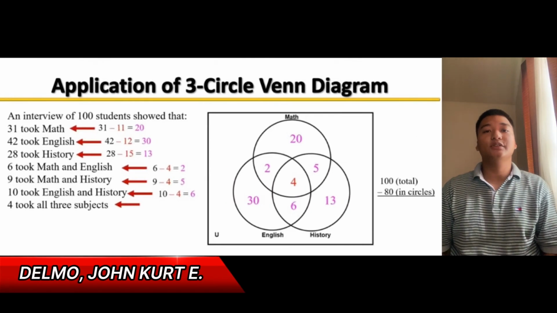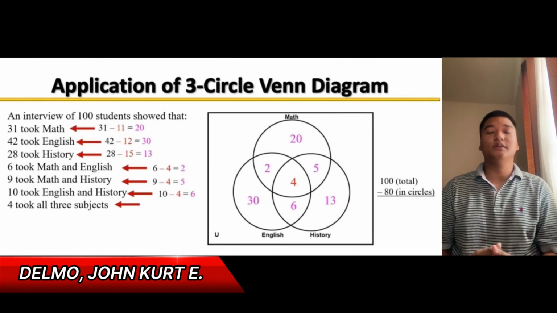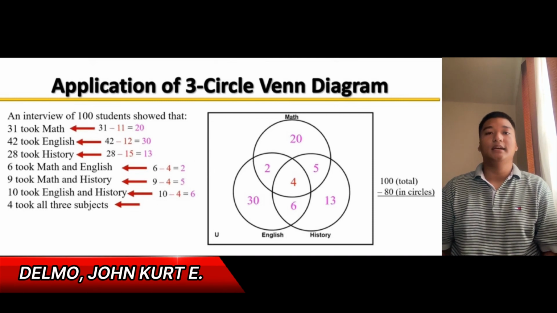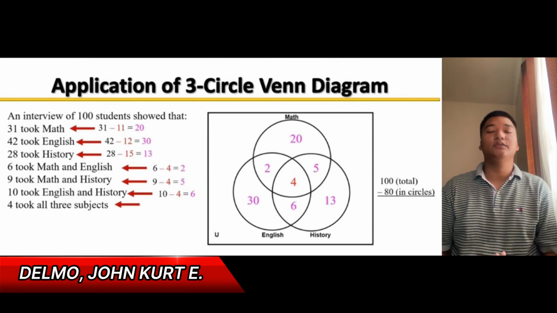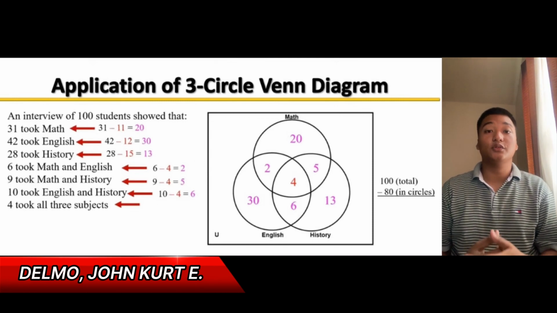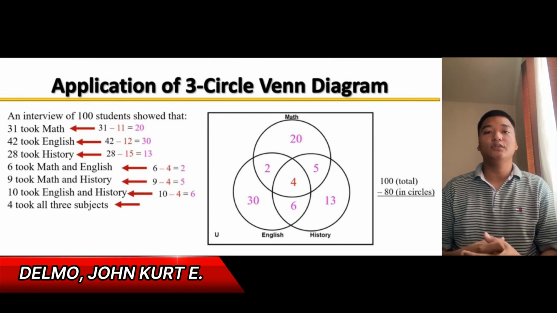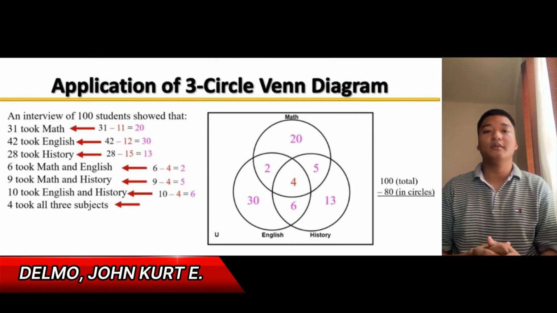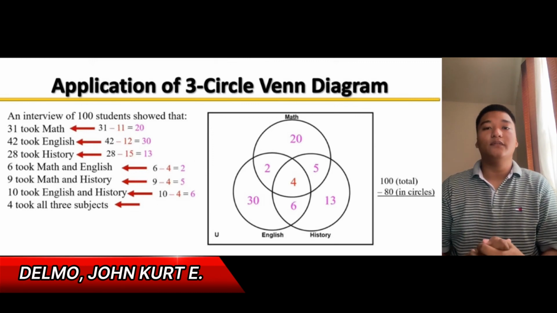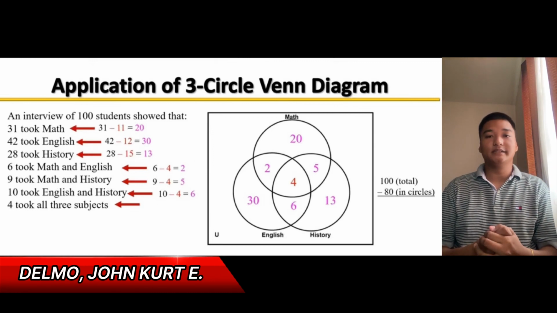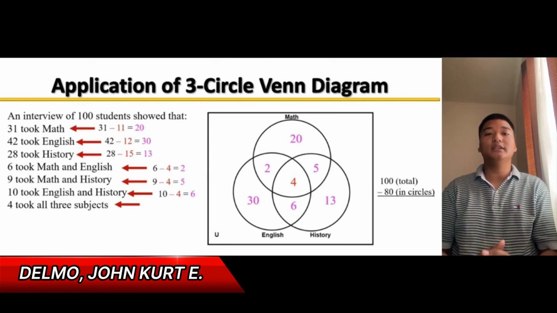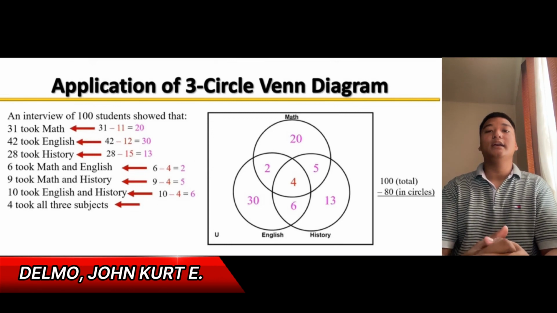The application of a three-set Venn diagram. So let's start with our question. An interview of 100 students showed that 31 took math, 42 took English, 28 took history, 6 took math and English, 9 took math and history, 10 took history and English, and 4 took all three subjects. So we're going to take all that information and organize it into a three-circle Venn diagram.